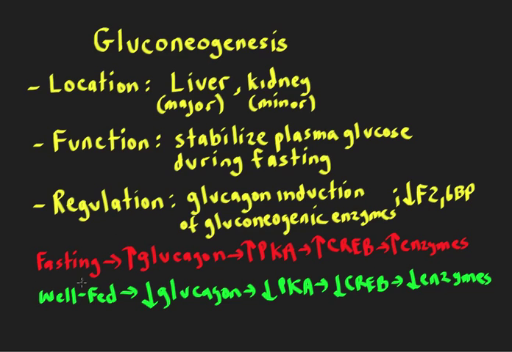So you can see here that this summarizes when you're fasting. Here's the glucagon, PKA, phosphorylation of CREB, induction of our gluconeogenic enzymes. And in the well-fed state, remember we have less glucagon, less PKA, less phosphorylation of CREB, and less induction of these enzymes. And so there's other mechanisms too that we're not going to go into, like, for example, acetyl-CoA and NADH have some effects as well. But the major hormonal regulation is going to be this glucagon induction of these enzymes. And that concludes this lecture on gluconeogenesis.